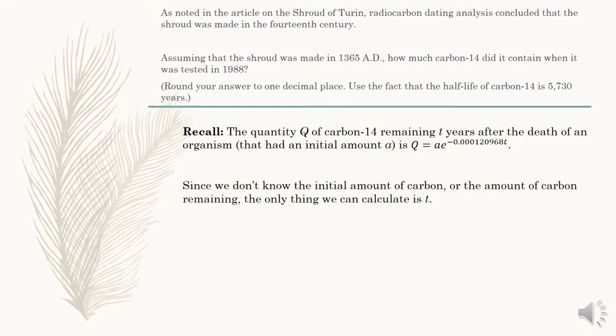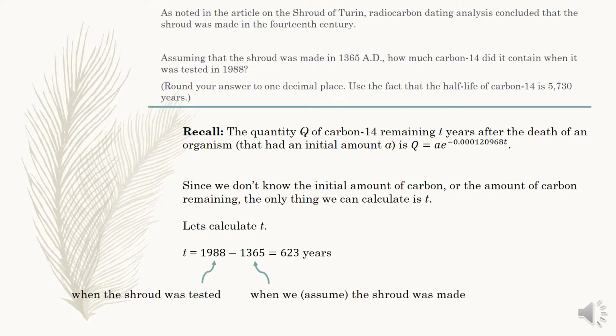Since we don't know the initial amount of carbon that was present in the shroud, the only thing that we can calculate is T. Right, so we're going to try to calculate the time that has passed. Now this should be pretty easy to calculate given that we know that the shroud was tested in 1988 and that the shroud was made in 1365. So we'll just do 1988 minus 1365. That's going to give us 623 years. Right, so now we know that T equals 623.